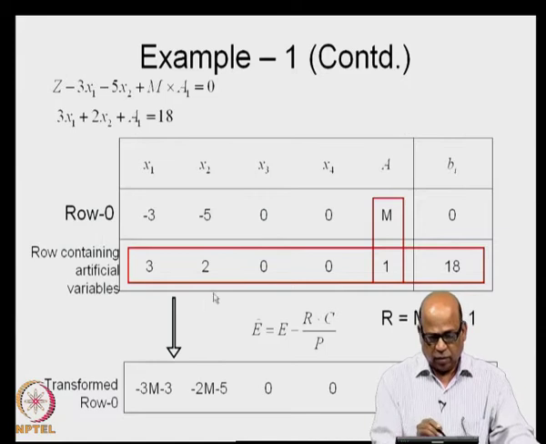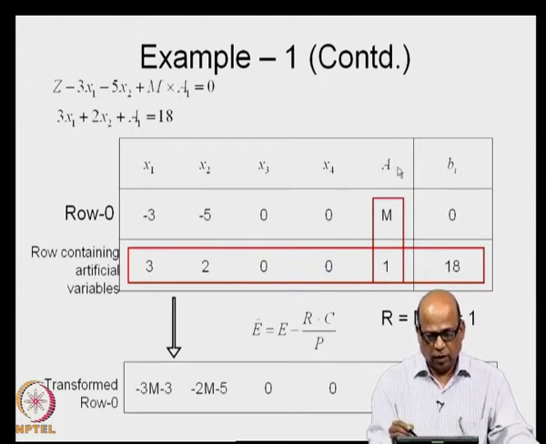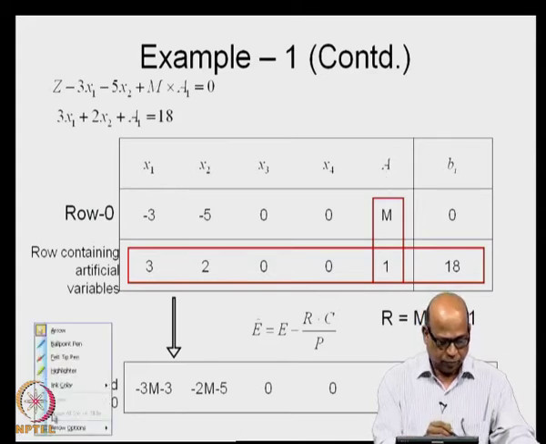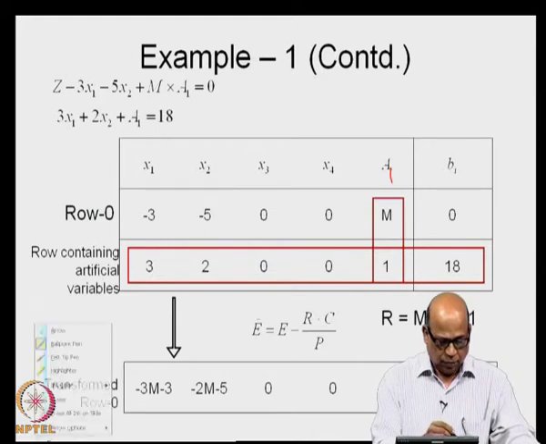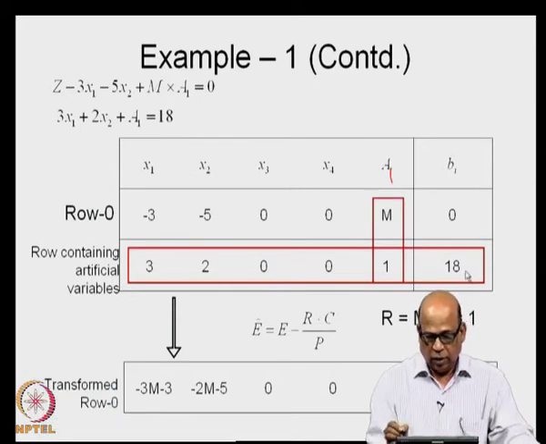So, we will write this in our canonical form. We will write this as minus 3 x 1, minus 5 x 2, 0 x 3, 0 x 4, m into a 1 is equal to 0. So, this is the row 0 that we wrote. Then the row containing the artificial variable: 3 x 1 plus 2 x 2 plus 0 x 3 plus 0 x 4 plus 1 into a 1. We will write this as a 1 here, is equal to the right hand side, that is 18 here.